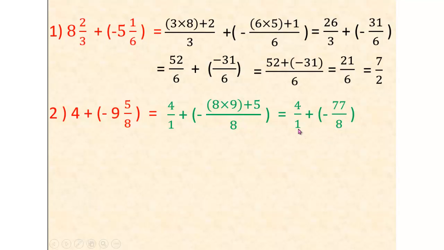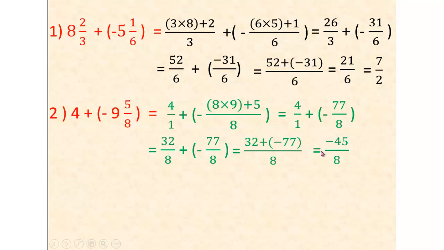I will go to the smaller one and ask, can 1 be changed to 8? Yes, simply if I multiplied numerator and denominator by 8. My two new rational numbers are 32 over 8 after I multiplied numerator and denominator by 8, plus negative 77 over 8. How can I add those two rational numbers? Simply, I'm going to have the same denominator, which is 8, and the numerator is 32 plus negative 77. It's negative 45 over 8, and this is in the simplest form.